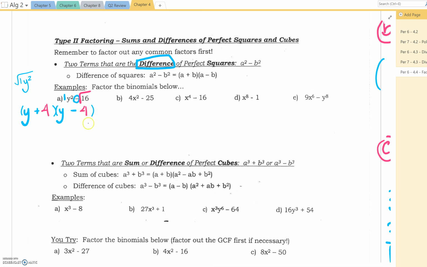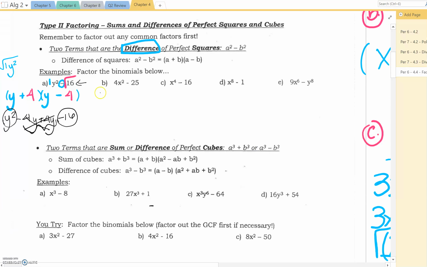Because if you were to go in here and distribute, y times y would be y squared, y times negative 4, y times positive 4, and then 4 times negative 4 is negative 16. Notice that these terms are opposing, so they become 0, and so you're just left with y squared minus 16, which is what I got up here.